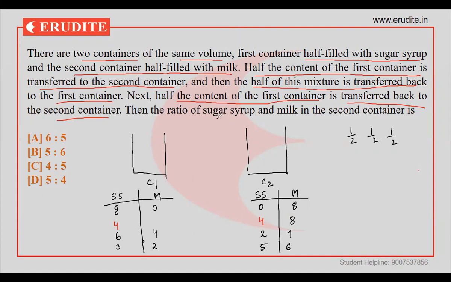Now they're asking for the ratio of the sugar syrup to the milk in the second container. So sugar syrup is 5 and milk is 6. So the ratio is 5:6. The answer is option B. I hope it is clear to everyone. Thank you very much.